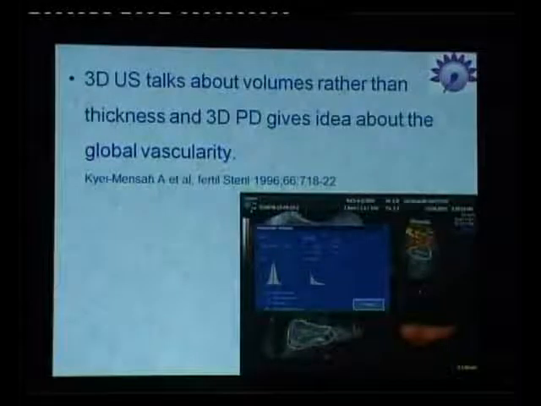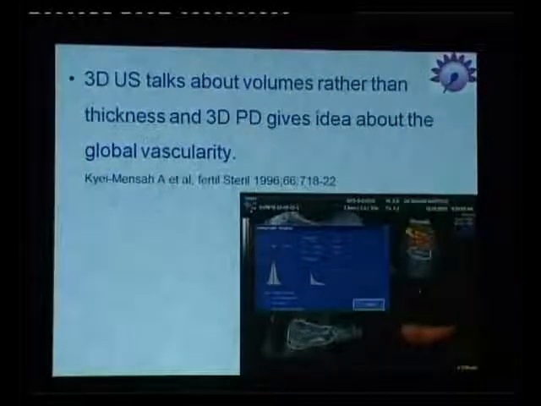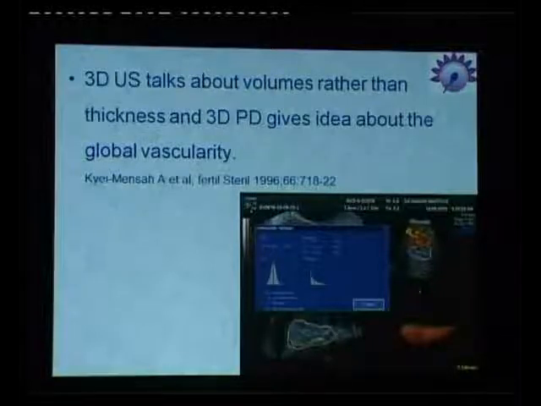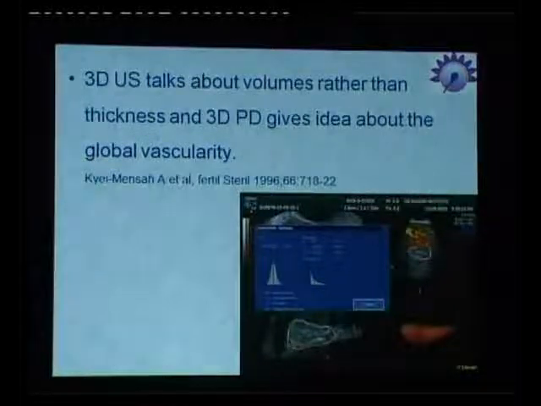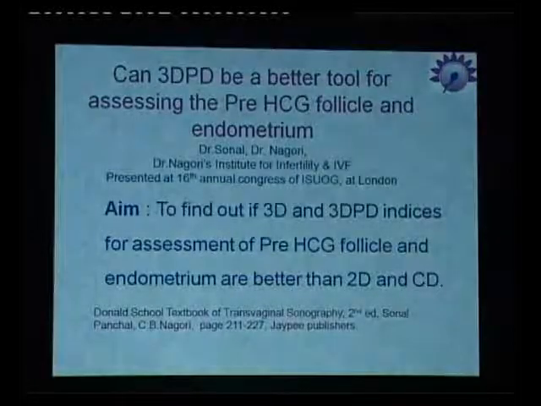When we are talking about all the color Dopplers and the B-mode assessment of the endometrium, it's extremely important now, when we have all this volume ultrasound, to do a 3D and the 3D power Doppler study of the endometrium to understand it better, because 3D talks about the volumes rather than thickness, and the 3D power Doppler gives you an idea not about the vascularity only in one plane that we can assess on your B mode, but it gives you an idea about the global vascularity.